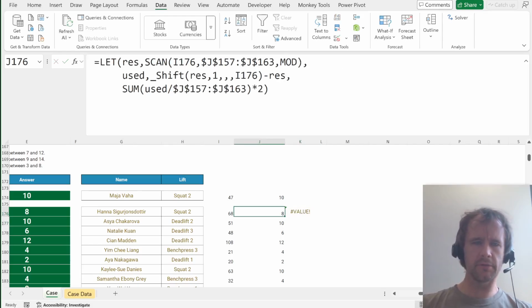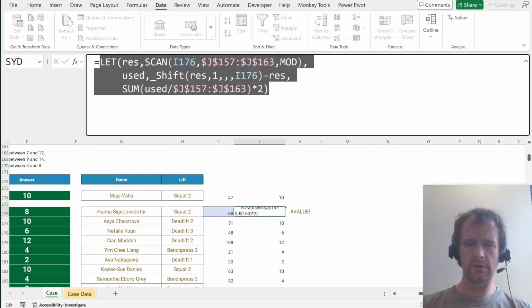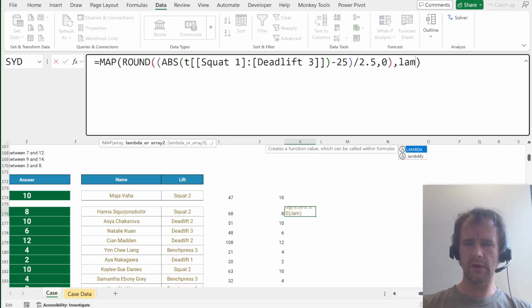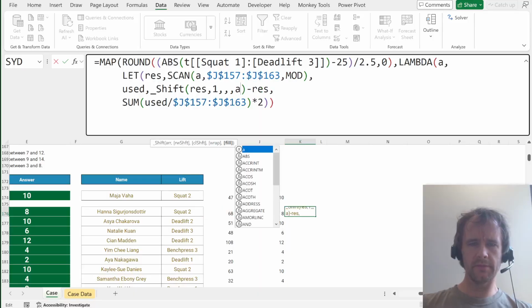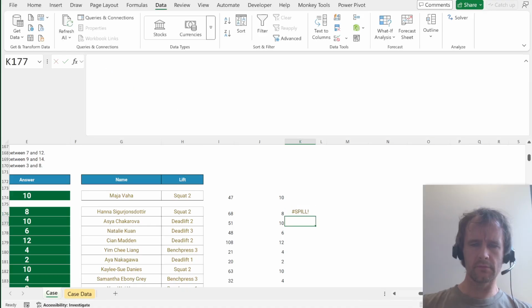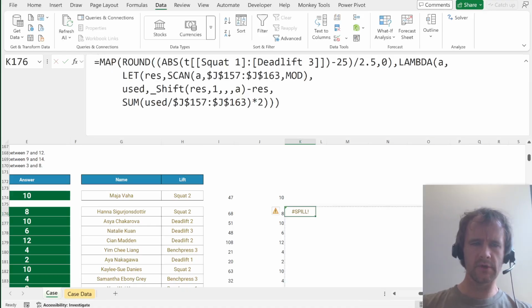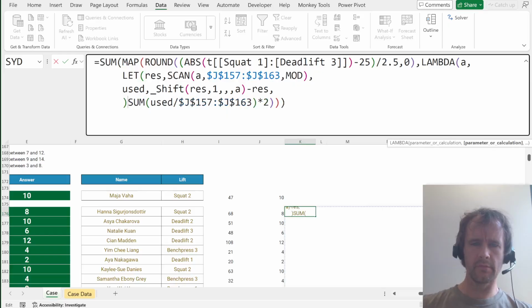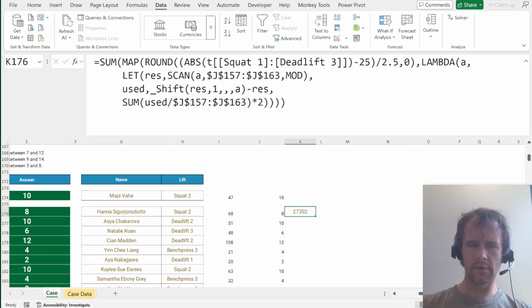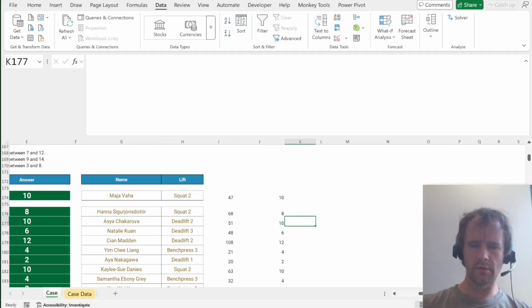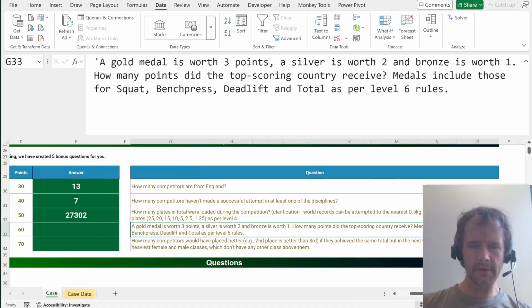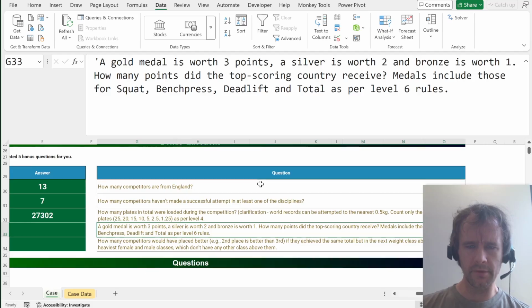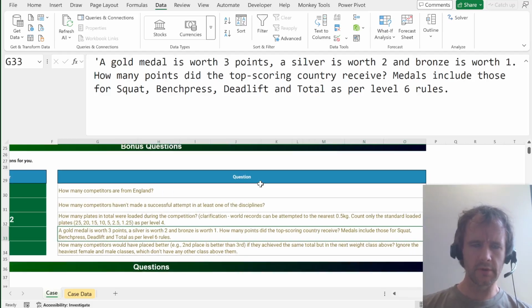Okay, and then the function to apply is this. LAMBDA A. Let this, so that to be A and that to be A. And then SUM. Okay. A gold medal is worth 3 points, silver is 2, bronze is 1. How many points did the top scoring country receive?